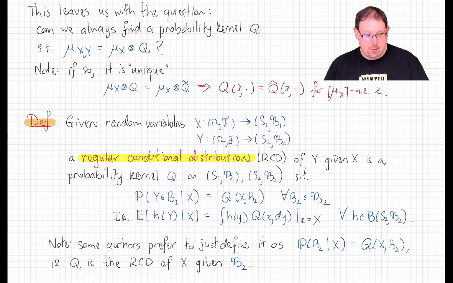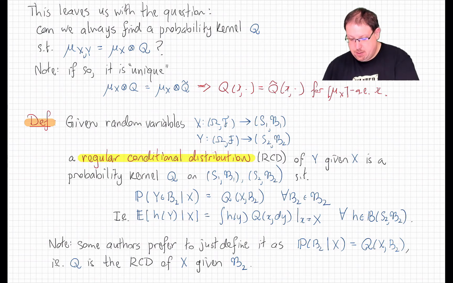So on our quest to see if we can always find such a Q, we're going to change the problem slightly, although we'll see in a few minutes that it amounts to the same thing, and ask for the existence of what's called a regular conditional distribution. So we have a similar setup.